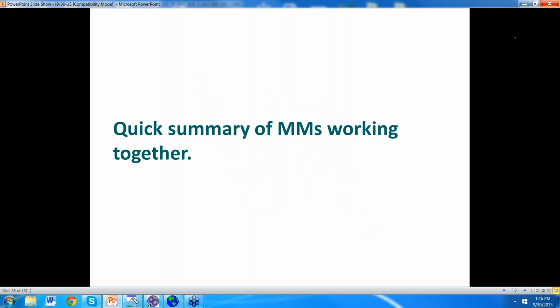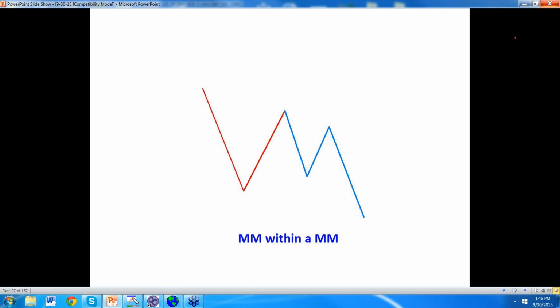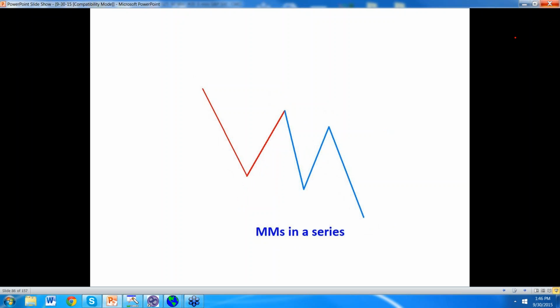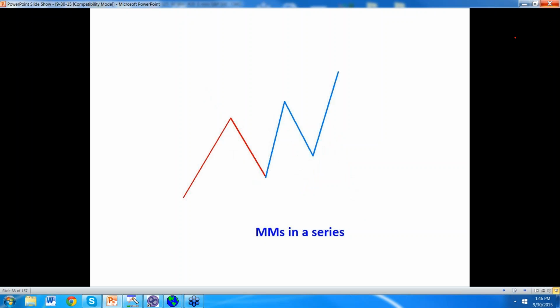Okay, so again, here's a quick summary of how measure moves work together, how they're strung together. This is considered measure moves in a series. By definition, this is stronger than if you have a measure move within a measure move. Okay, so again, what's the difference? You can see how the blue low point there is lower than the red in a series. If it's within, it would look like this. Okay, going the other way, these are measure moves in a series, measure move within a measure move.